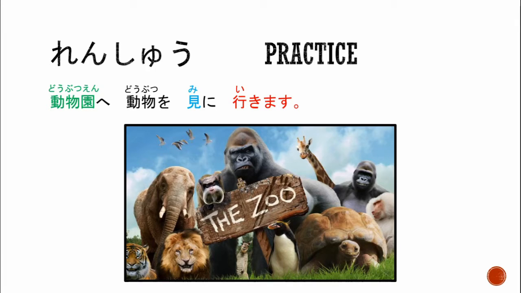The correct answer is 動物園へ動物を見に行きます。動物園 was the vocabulary word on your list for zoo. 動物 is the word for animals. 見る is the verb for seeing or looking at. And so in the stem form it would be 見に行きます. So repeat the sentence after me. 動物園へ動物を見に行きます.